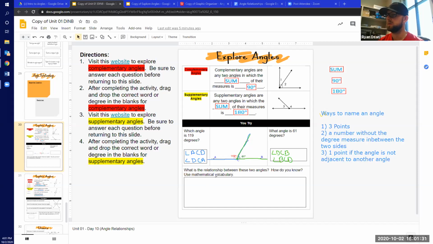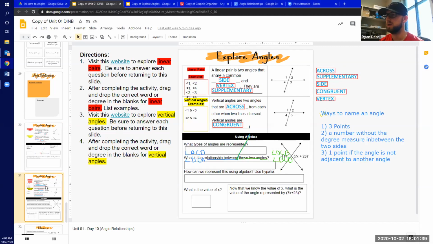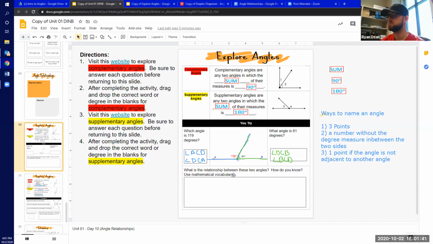Now this last box says, what is the relationship between these two angles? Okay, so I'll let you fill that in. That's on this slide here that we just talked about. And then you need to also explain how you know what the relationship is.